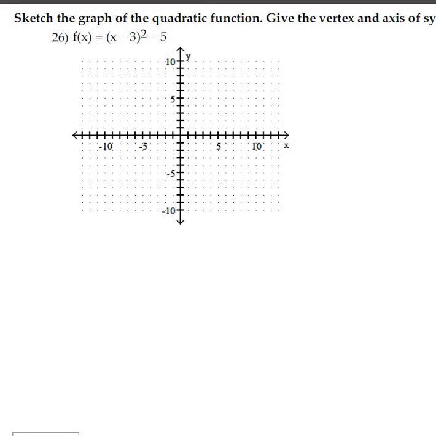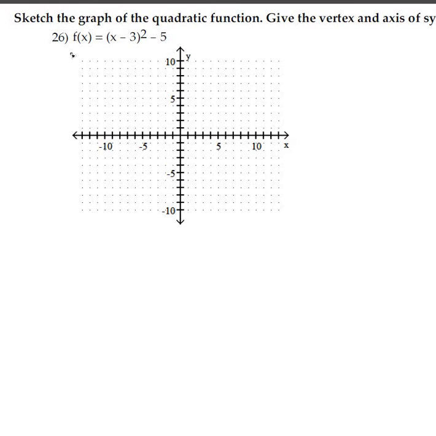Hi guys again. Now this one is sketching and graphing a quadratic equation, but look at the equation now. This one looks like what? It looks like a completing the square format. So this one is slightly different than the other one we did a moment ago, because this one is already telling you what is the axis of symmetry and the vertex.